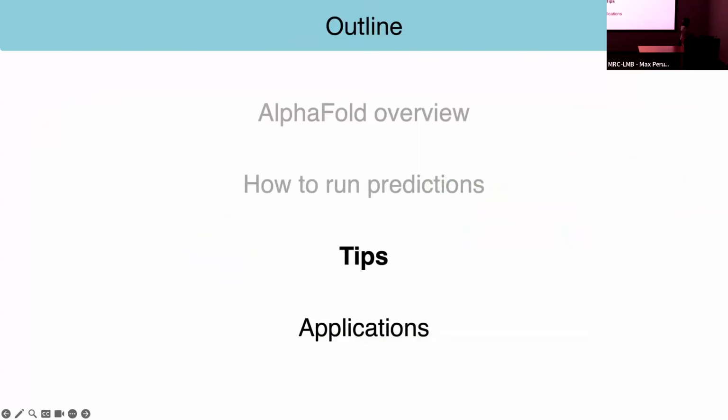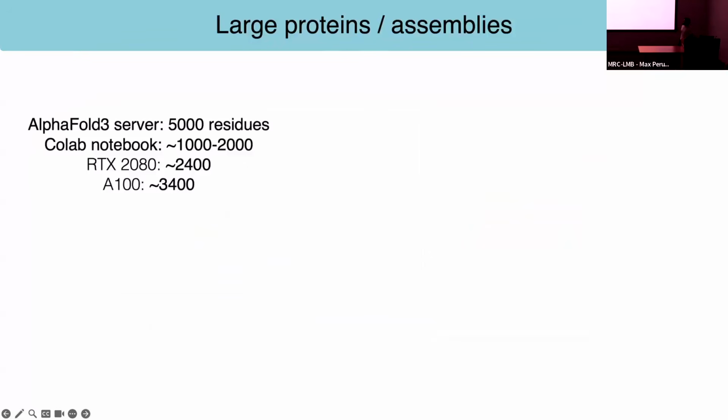Okay, let's go through some tips. So one of the main things that people run into when they're running predictions is that their proteins are really big, or they have big complexes, and something that doesn't fit into typical GPUs. I mean, with the AlphaFold server, it's very nice because you can run up to 5,000 residues, but on the notebook that I mentioned, up to 2,000. These are the GPUs that we have right now on the cluster, 2,400, 3,400.